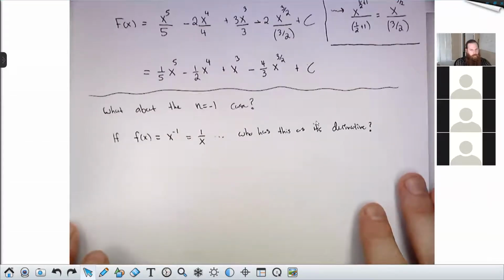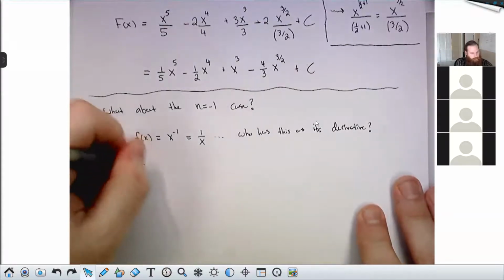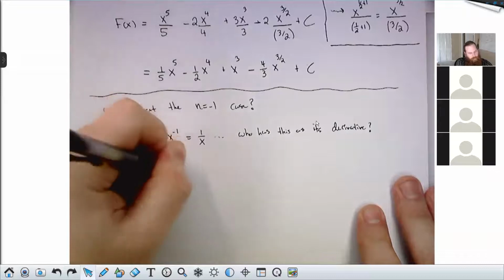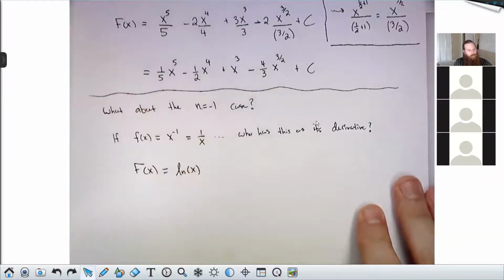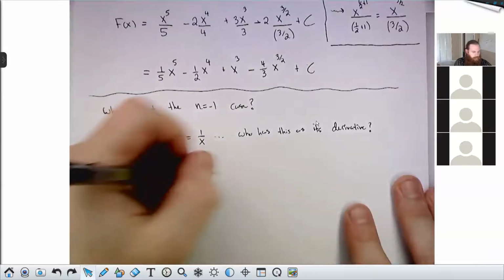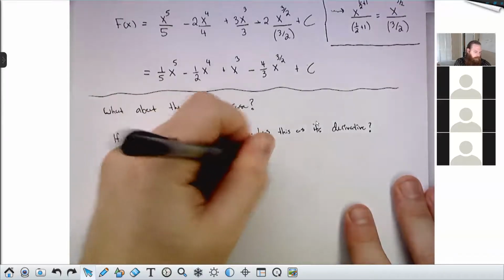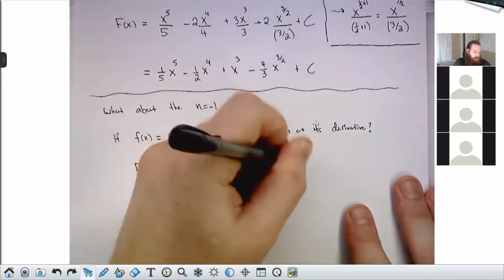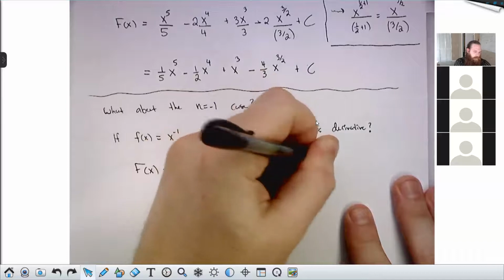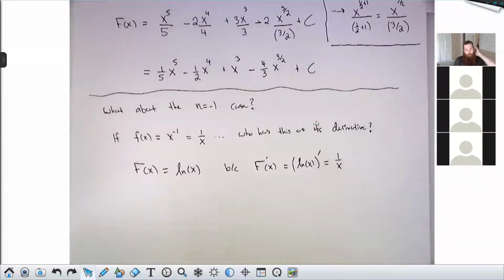ln x is a good answer. Because we know that the derivative of ln x is 1 over x. But there's a small catch here. This function, little f, what's its domain? All real numbers? Not quite all real numbers. All but 0. Yeah, everybody except 0.